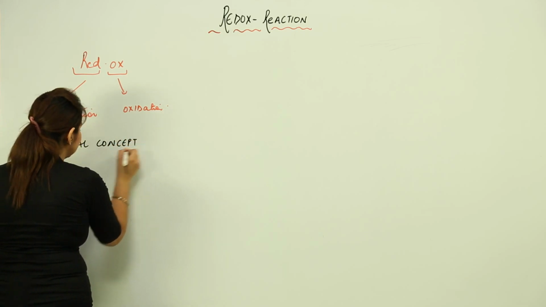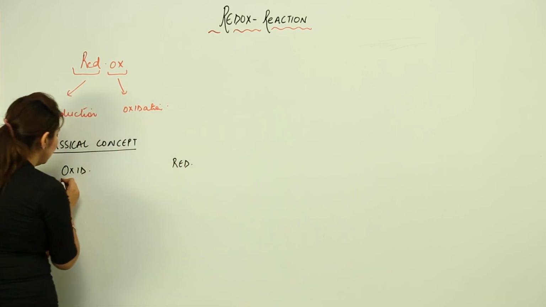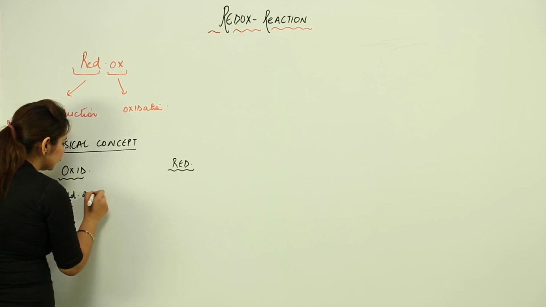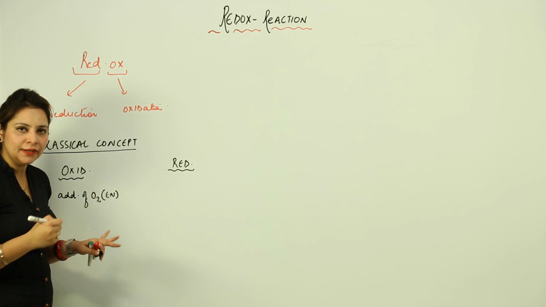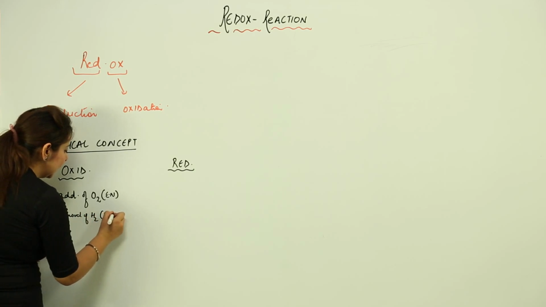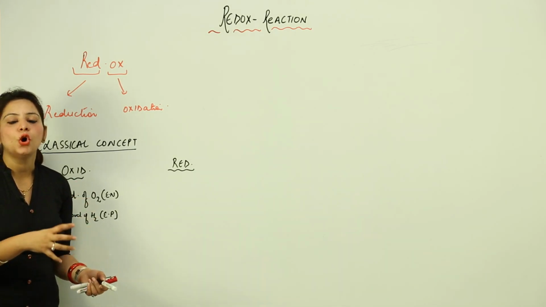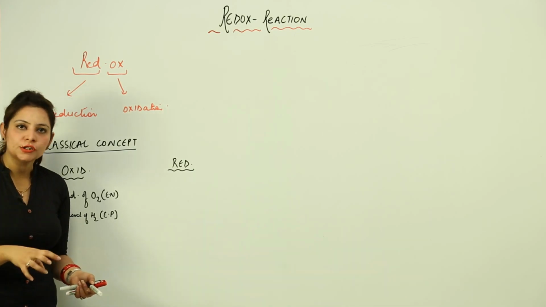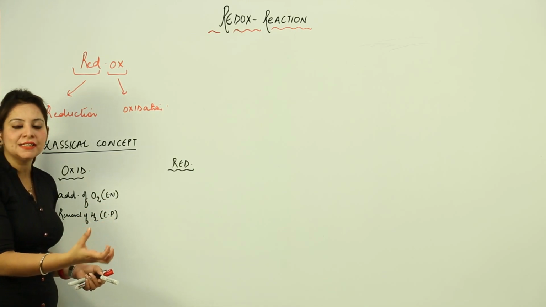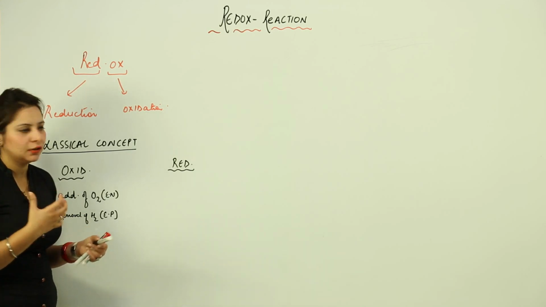According to the classical concept, oxidation, I will just divide in a vertical column so that you can understand in a better way. In terms of the classical concept, oxidation is addition of oxygen or any other electronegative element, or we can say it is removal of hydrogen or any other electropositive element. Whenever you see that oxygen is added to a certain substance, it is called oxidation. And it is not only oxygen, it can be any electronegative substance. And whenever you remove hydrogen from a substance, it is called oxidation, or removal of any electropositive substance is also again called oxidation.